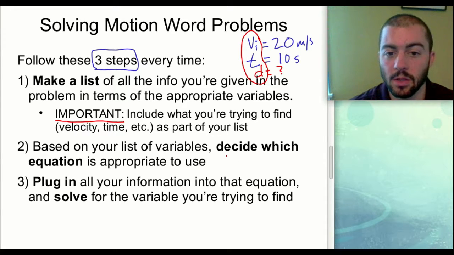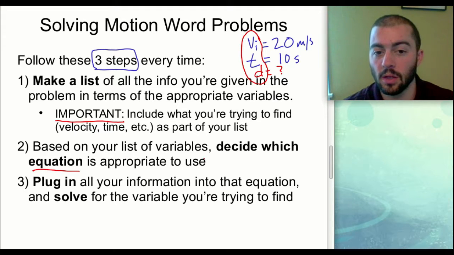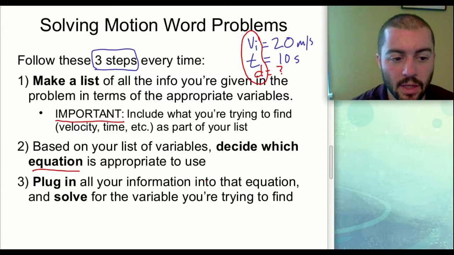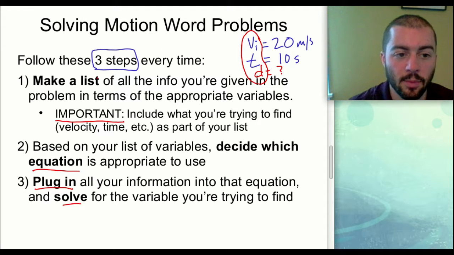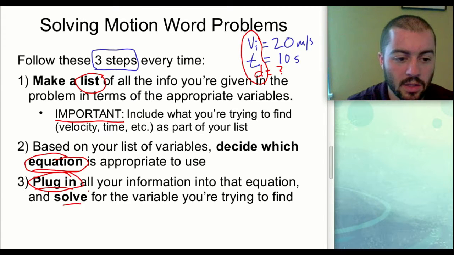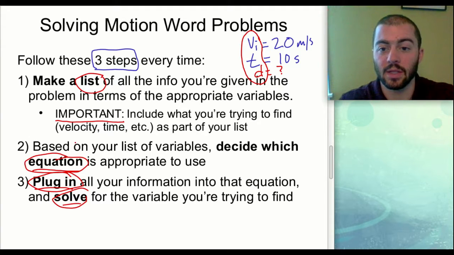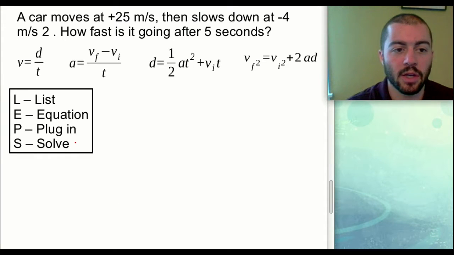The next step is to take a look at your list and see which equation would actually work using the information that you have and need to find. We'll look at an example of that in a second. And the last step is to plug in all of the information that you have and finally solve for whatever variable you're trying to find. So the 3 steps: make a list, choose which equation to use, plug in, and solve. We're going to use that same process for every word problem. So let's try and put this into practice and look at an example here.